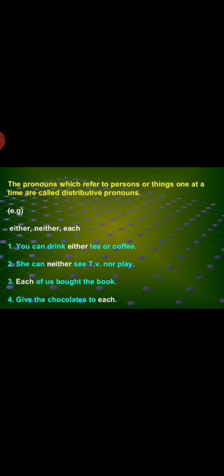Now move on to the next one, that is distributive pronouns. It refers to persons or things one at a time. Have a look at these examples.